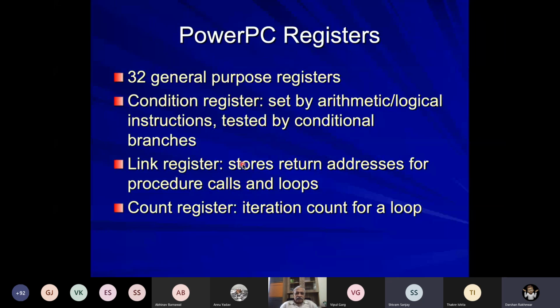So it has 32 general purpose registers. Apart from that, there is a condition register which contains different flags. Okay? Those flags are set by arithmetic logical instructions and are tested by conditional branch instructions. The link register stores the return address for procedure calls and loops, and the count register is used for the iteration count for a loop.